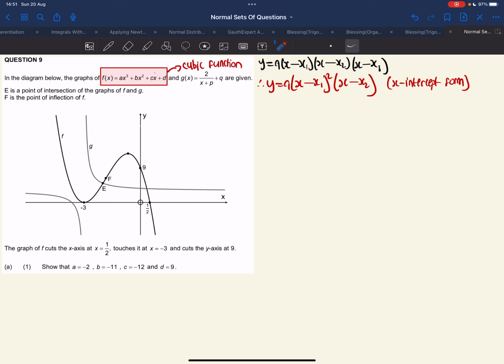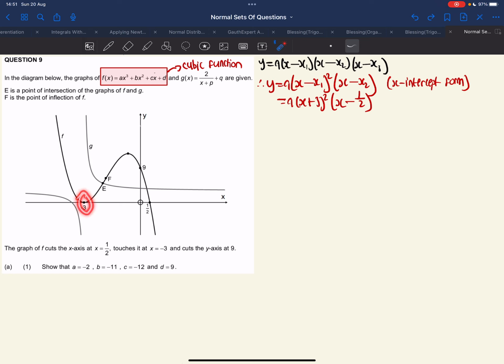Now remember, we are given that the x-intercepts, first -3, so we're going to say (x plus 3) squared, and then they say the second one is a half, so we're going to say minus a half. All right, so now what we need is to solve for a. We have already found x1 and x2, so we now need to solve for a.